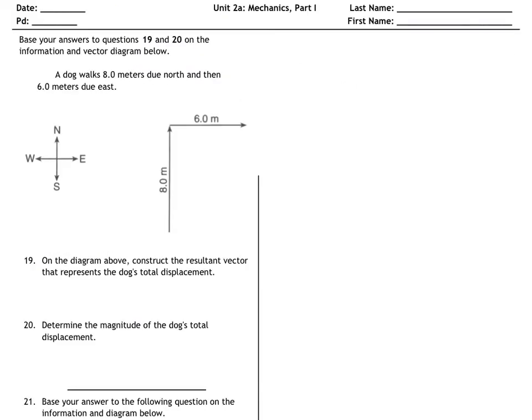So for numbers 19 and 20, they just want me to construct a resultant vector that represents the dog's total displacement. Displacement is the distance from the original position to the final position. So in essence, it's just a straight line from beginning to end. And the arrow would go that way. So that's my answer to 19. Check. And lastly, determine the magnitude of the dog's total displacement. I would recommend the Pythagorean theorem here because that's a right angle. So I'll write that in and then we can solve that.